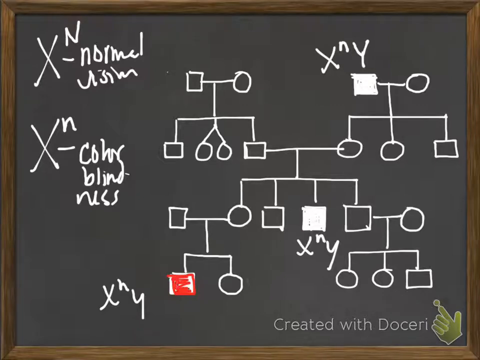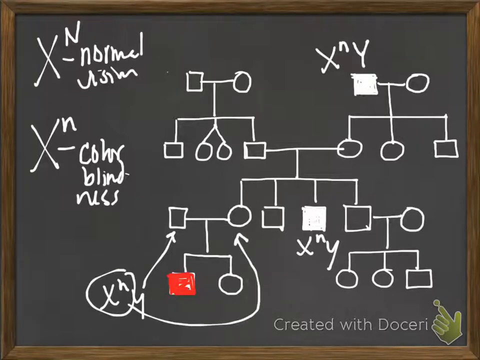Okay. Now, I'm going to highlight this guy in red. So we're talking about this guy here. Where did he get his Y chromosome? From his dad. He got his Y chromosome from his dad. Where did he get that X little n? From his mama. So what's his mother's genotype? She's X capital N, X little n. How do we know that? She's not affected, so we know she doesn't have two copies of the X little n. But we know that she passed on an X little n to her son. So we know for sure she's a carrier.